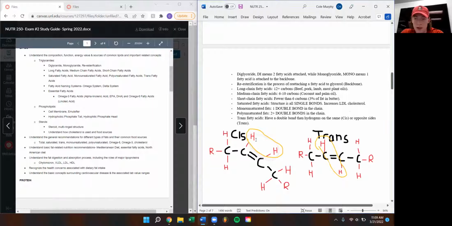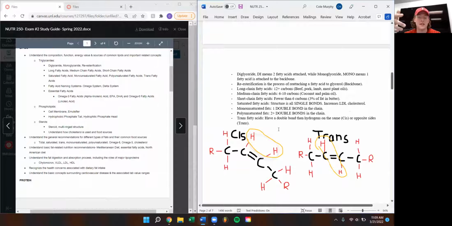And then another type is going to be trans fatty acids. So trans and cis. Each of these are going to be unsaturated because they have double bonds. And a cis is going to be on the same side, and a trans is going to be on opposite sides. So do whatever you need to memorize this.